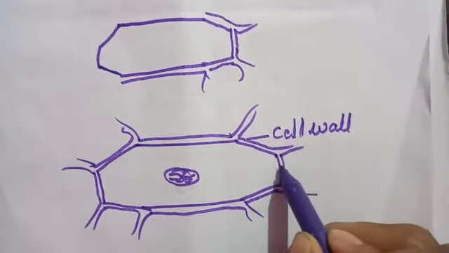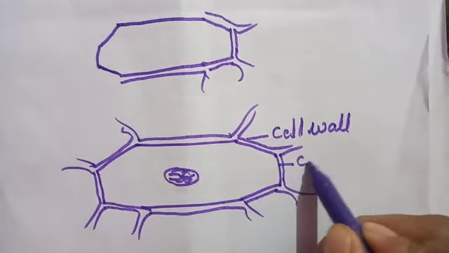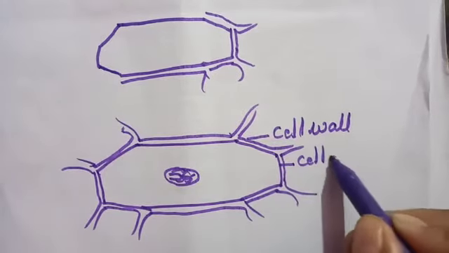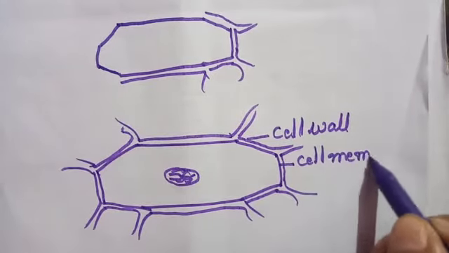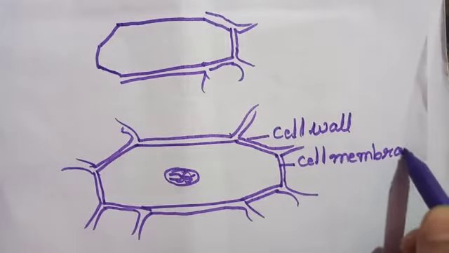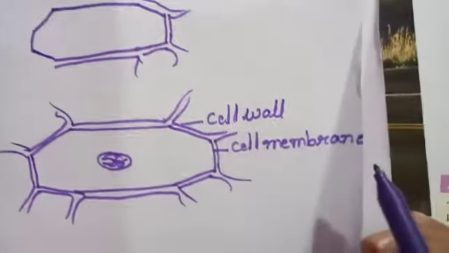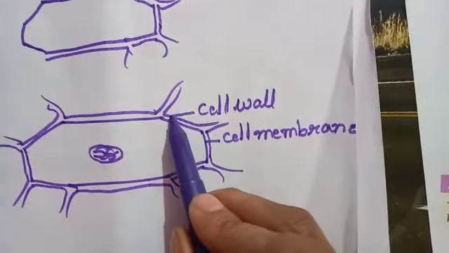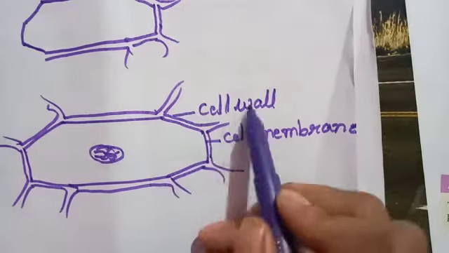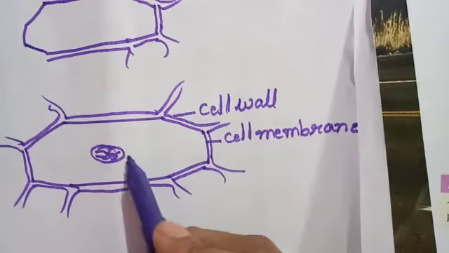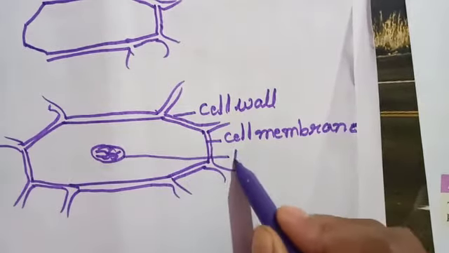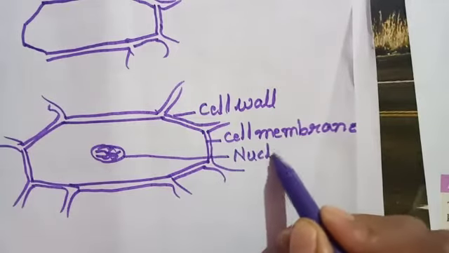Cell wall. And the second part is the cell membrane, just like the animal cell. Cell membrane. Is it clear? Look at here. Outer layer of the plant cell is the cell wall. Inner is the cell membrane, and this one is the nucleus, isn't it?